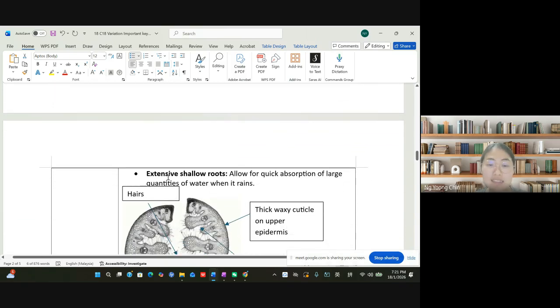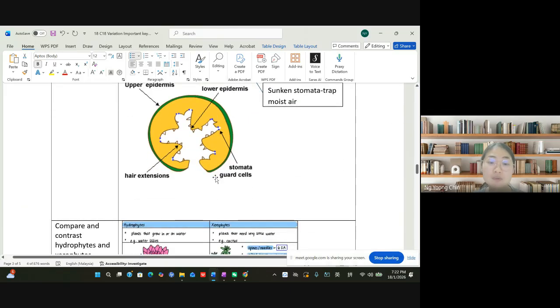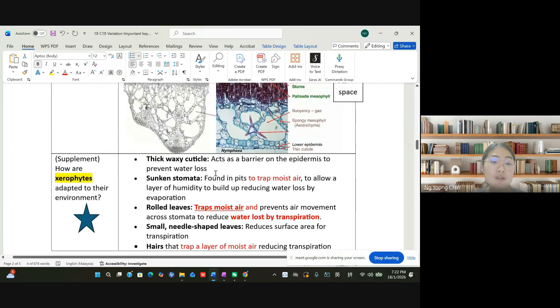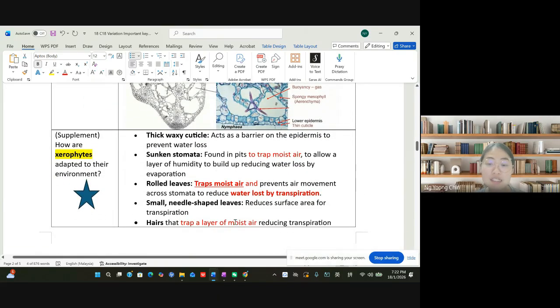And then they have essentially shallow roots, allowing quick absorption of a large quantity of water when it rains. Actually, they have two types of root system: one is shallow roots, and one is deep roots. Usually in the desert the climate is very hot, and whenever there's rain, the plants will try their best to absorb the water from the soil surface after raining. So that's why they have essentially shallow roots. But they also have deep roots as well. So this is very important. You should know about the structures in the hydrophyte and xerophyte.